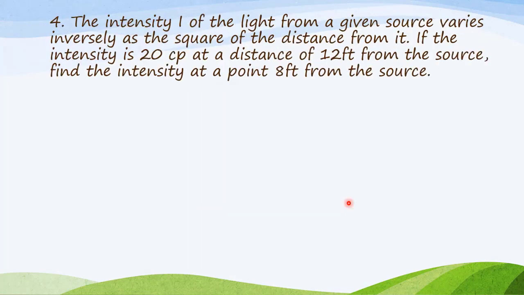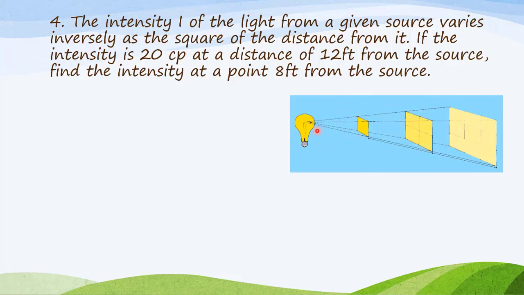The intensity I of the light from a given source varies inversely as the square of the distance from it. If the intensity is 20 cp, where cp stands for candle power, at a distance of 12 feet from the source, find the intensity at a point 8 feet from the source. Before starting this question, we have to understand the statement. For this, consider this diagram.